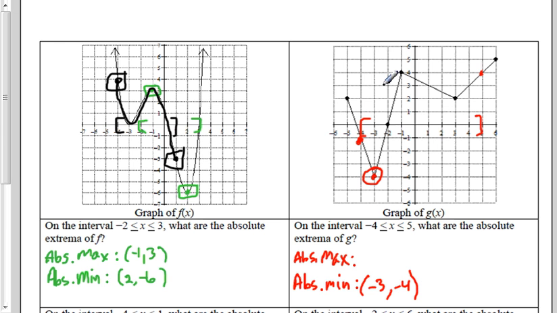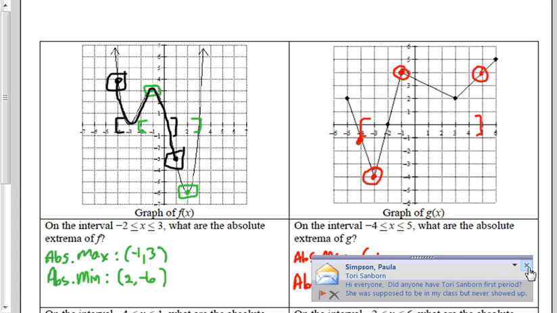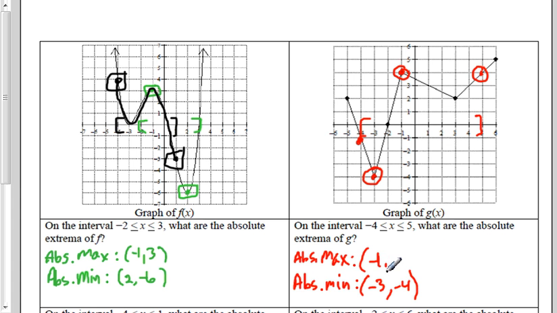Now for the max, I go down, and then I go way up here. Hey, that and the endpoint are at the same level. So in this case, we're going to have two absolute maxes. And this is going to be at negative 1, 4 and at 5, 4. So you can have 1, you can have 2, you can have multiple mins and maxes. Okay, let's go down and look at the next interval.